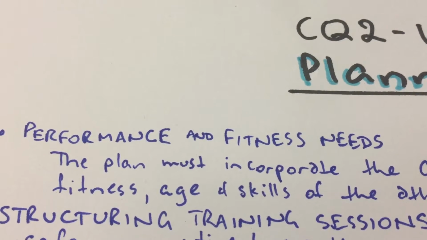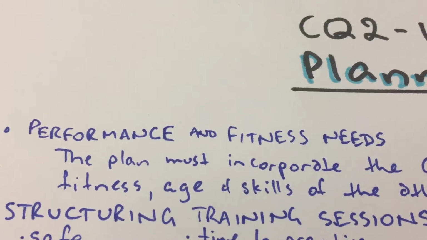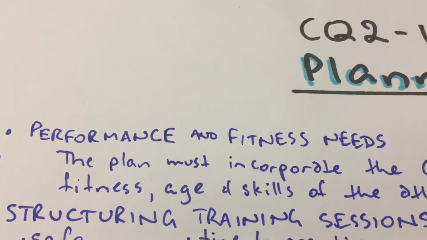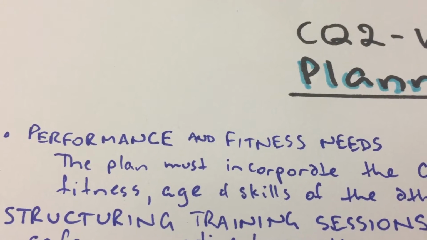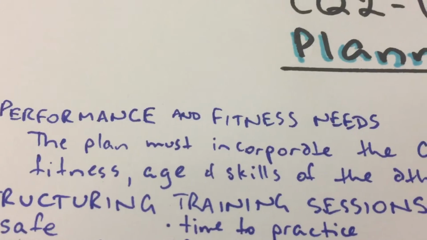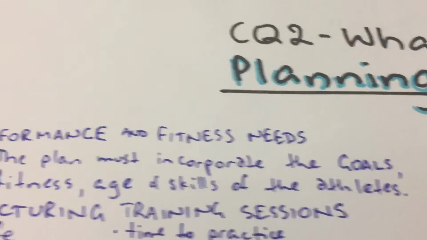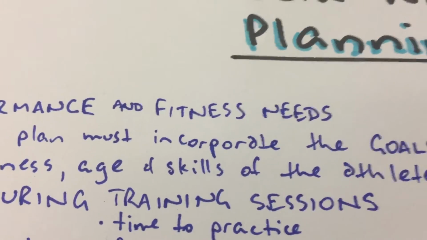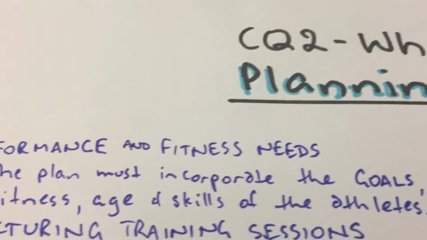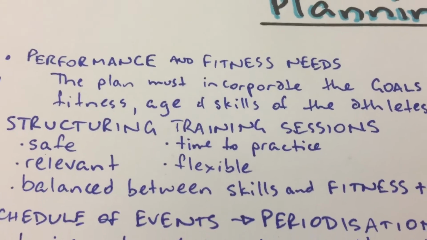We wouldn't train our 5-year-old beginner the same as we would train our 16-year-old representative player. They wouldn't be able to handle the fitness, they wouldn't have any fun, and we would be expecting more performance of them than they can give. I've said here the plan must incorporate the goals, the fitness of the player, their age, their current skill level, and so we need to consider those things when devising the plan, what we're going to do at training.